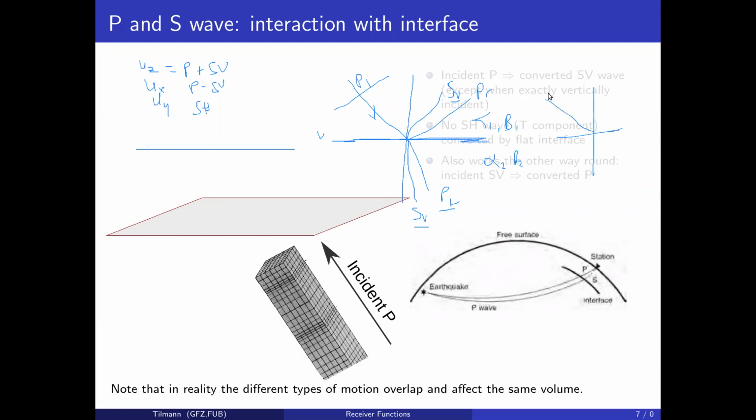So if you have an SV wave coming in, then the requirement that the displacement be continuous will generate a reflected SV and a reflected P. And you remember why the P is much more away from the normal, because the velocity of the P is greater than the SV. So SV is closer to the normal than the P. Okay, and so this is the idea of receiver function.